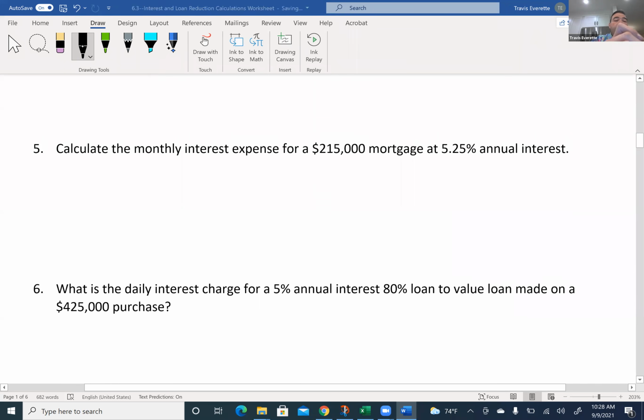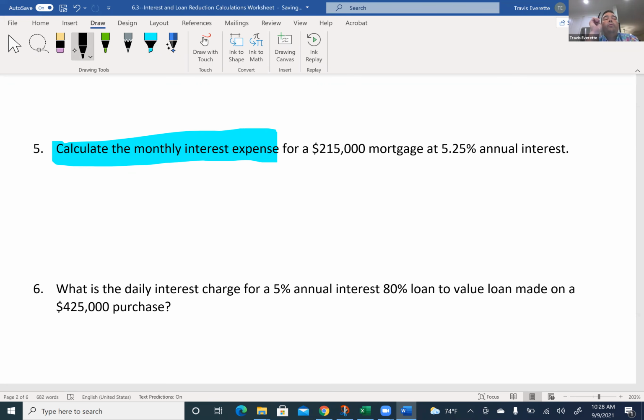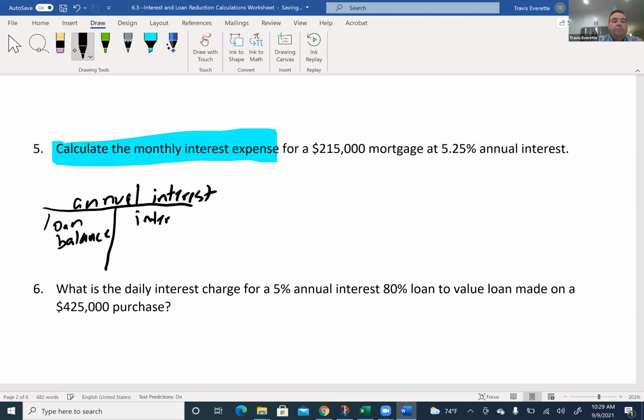So look at this one. It says calculate the monthly interest expense. Well, I don't have a formula with monthly interest, but I do have a formula with interest. It just happens to be annual interest. But I'm smart enough to know that if I can get to annual interest, I can certainly break that down into monthly interest. So we know that the annual interest is equal to the loan balance times the interest rate.